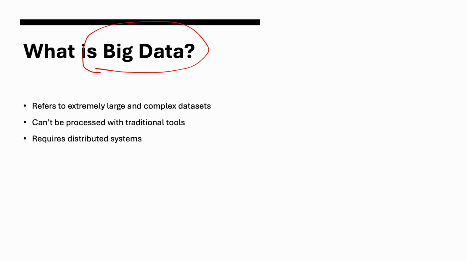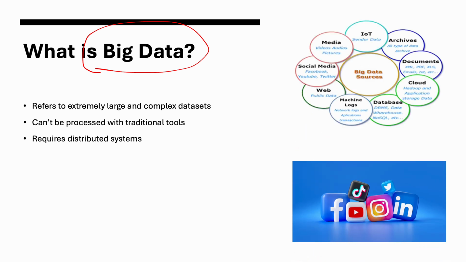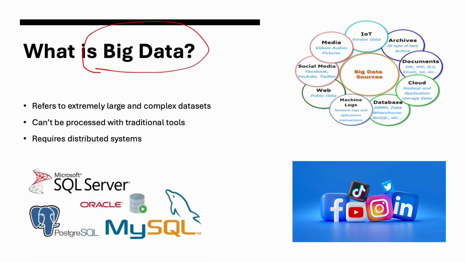In simple terms, big data refers to extremely large and complex data sets that can't be processed or analyzed effectively using traditional data processing tools like Excel or relational databases. This data comes from a variety of sources such as social media, transaction logs, sensors, mobile apps, and websites. The volume of data is growing rapidly, and conventional software systems like relational databases are not designed to handle this scale. As a result, organizations are turning to more scalable distributed systems to store and process this data efficiently.